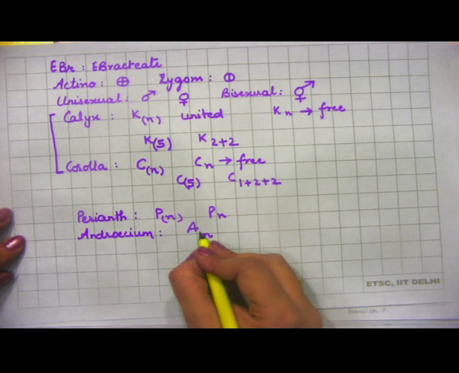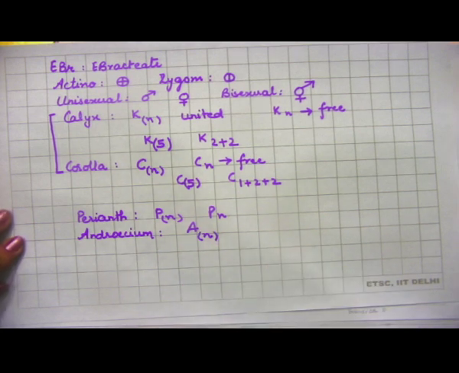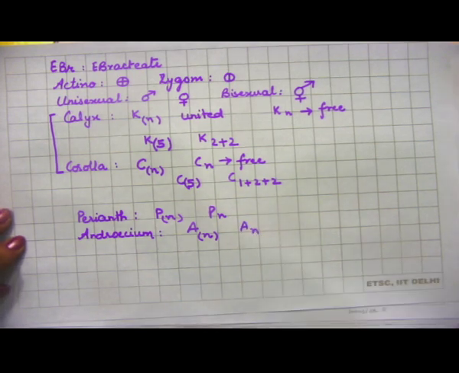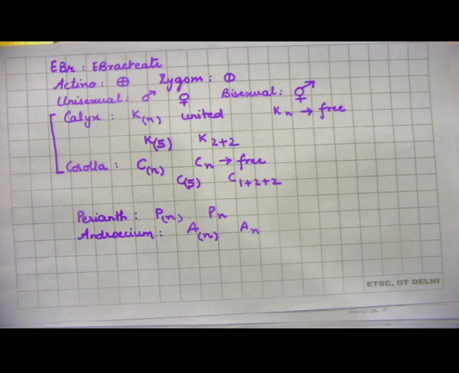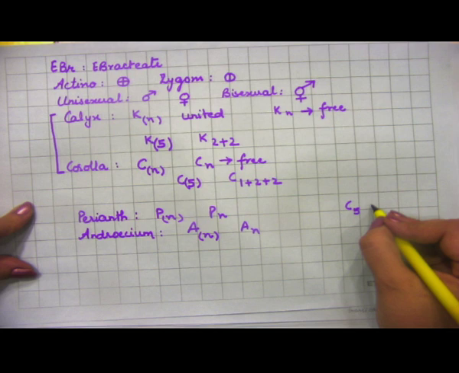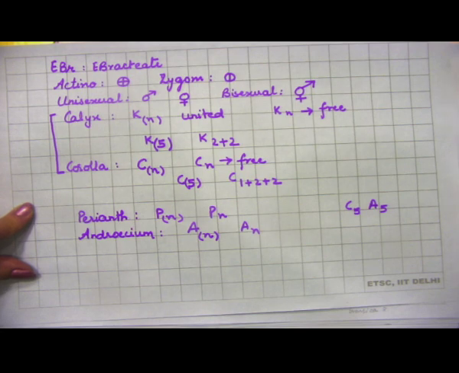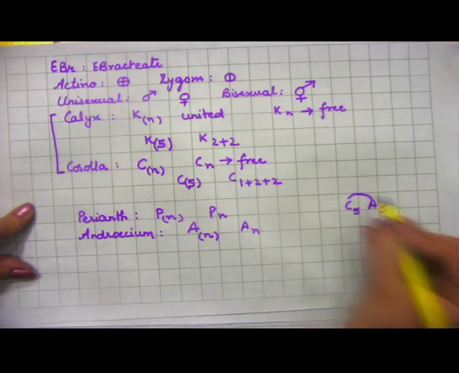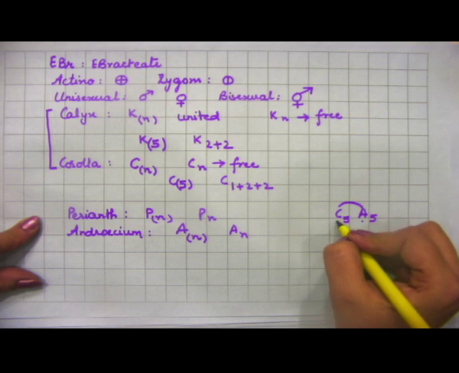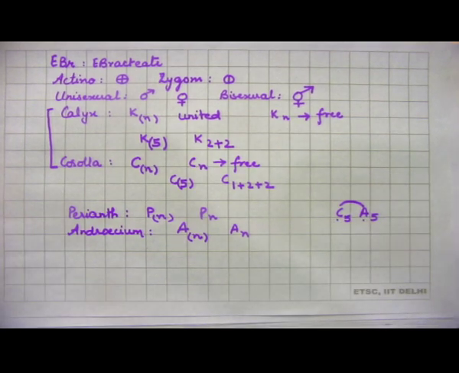If these stamens are fused in a group, then we put the number in the bracket. If they are free, then we simply write A and the number. How will we depict the epipetalous condition of the anthers? We will write C followed by say 5 if there are 5 petals. We will write A followed by 5, suppose there are 5 anthers, and we will show a junction between the two. This shows that the anthers are growing on the corolla.